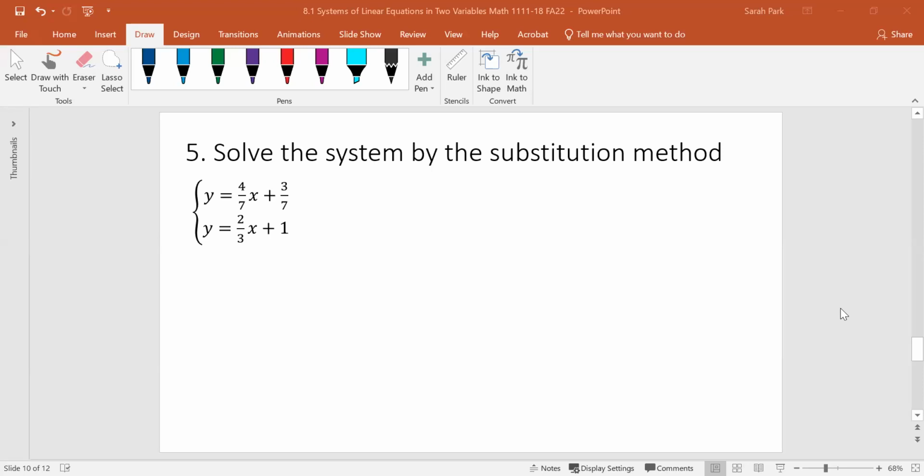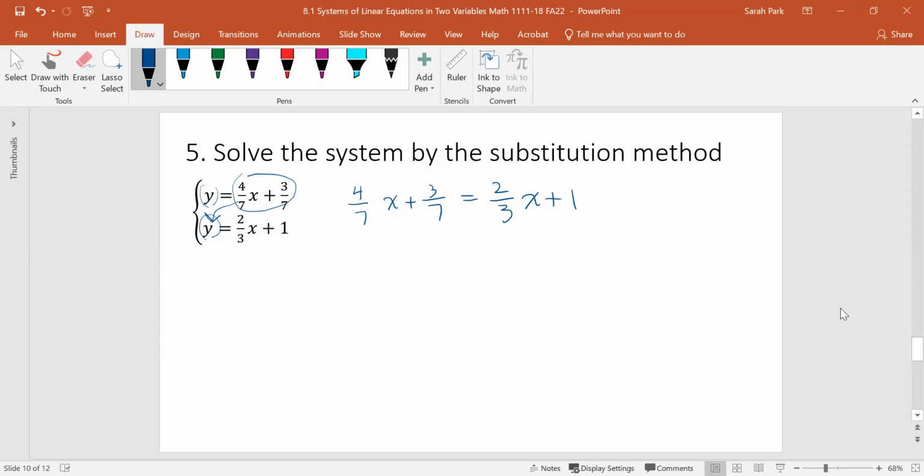Okay, now we have number 5, still using the solving by substitution method. So we have y equals 4 over 7x plus 3 over 7, and y equals 2/3 x plus 1. Because the y's are already isolated, we can substitute this expression that's equal to y into the second equation. So we're essentially just setting both equations equal to each other because they're both y's. So we have 4 over 7x plus 3 over 7, and then that's equal to 2/3 x plus 1.